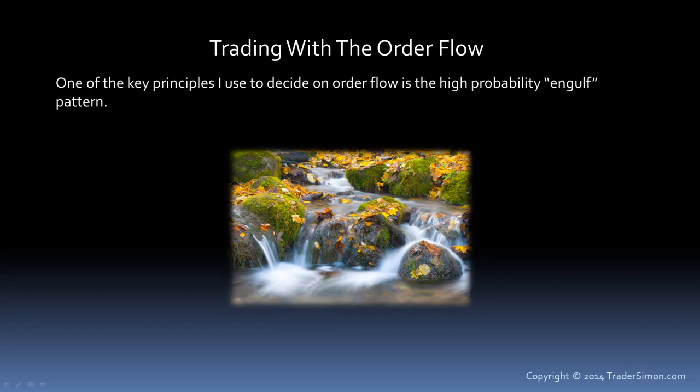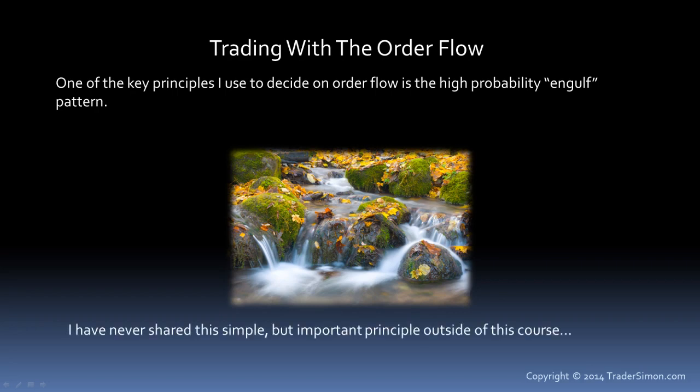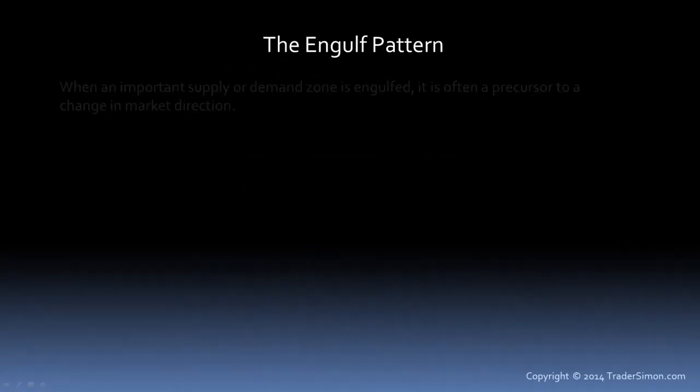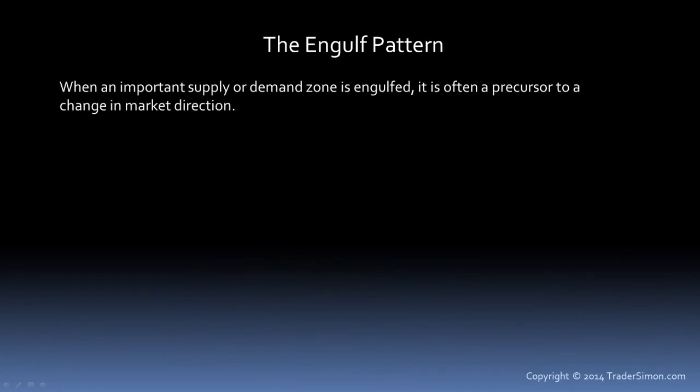One of the key principles I use to decide on order flow is a high probability engulf pattern. And this is something I've never shared outside of this course. When an important supply or demand zone is engulfed, it's often a precursor to a change in market direction.